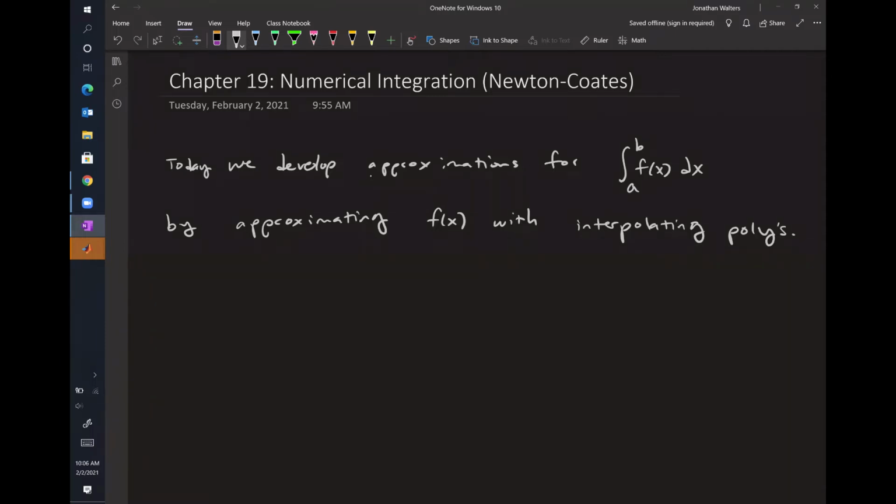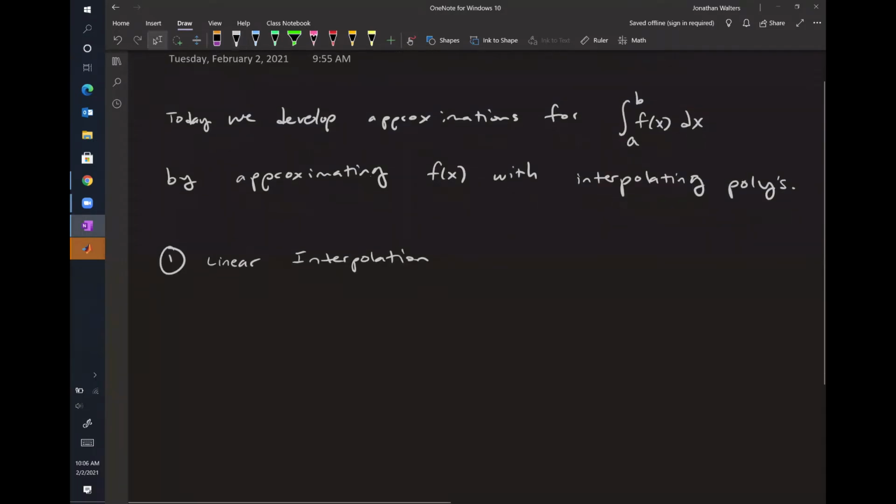So let's look at the first type of function we could use to approximate our function. The first type is we can interpolate by using a linear interpolating function. So number one, linear interpolation. The first part is called the single trapezoid rule.